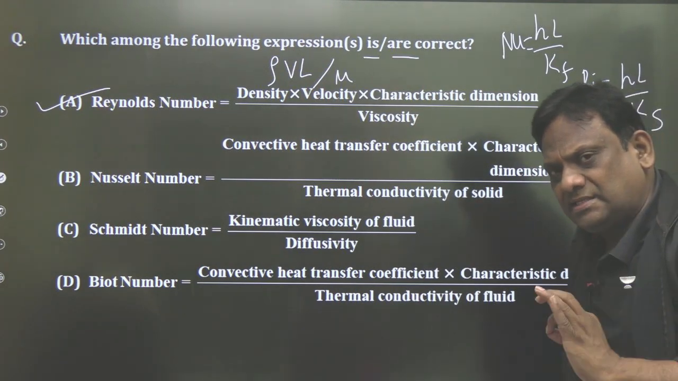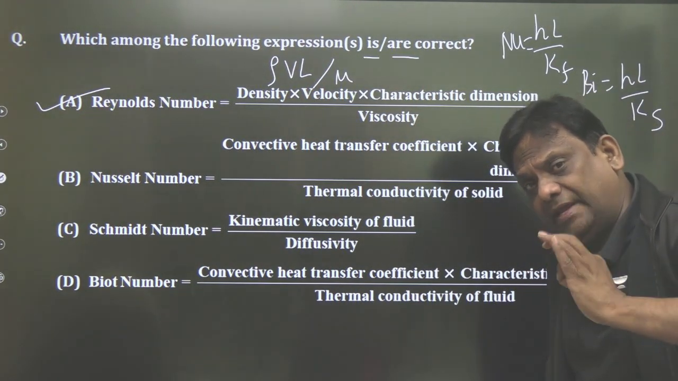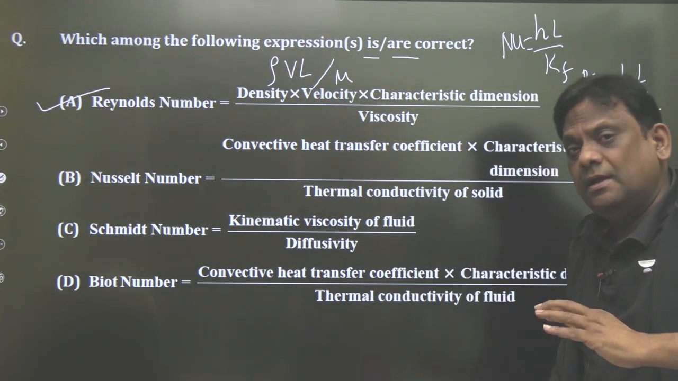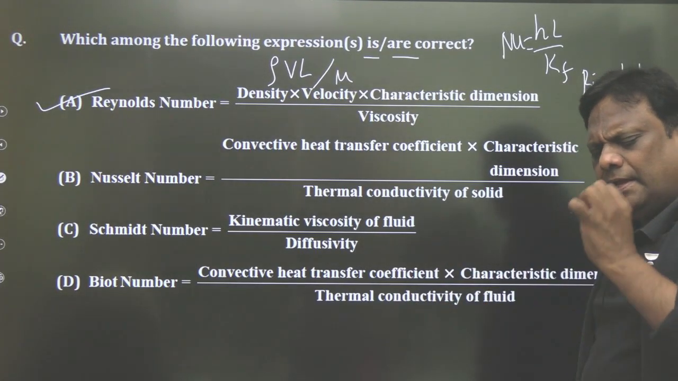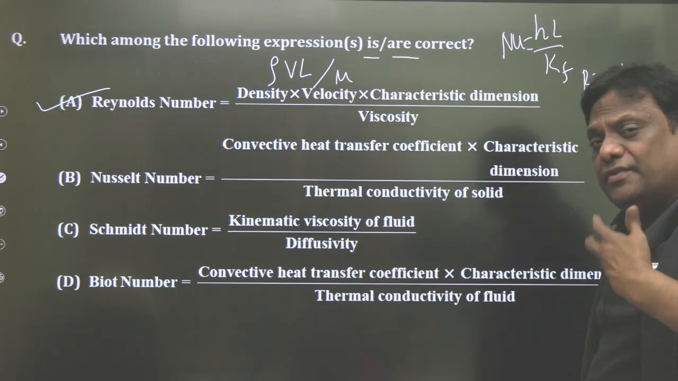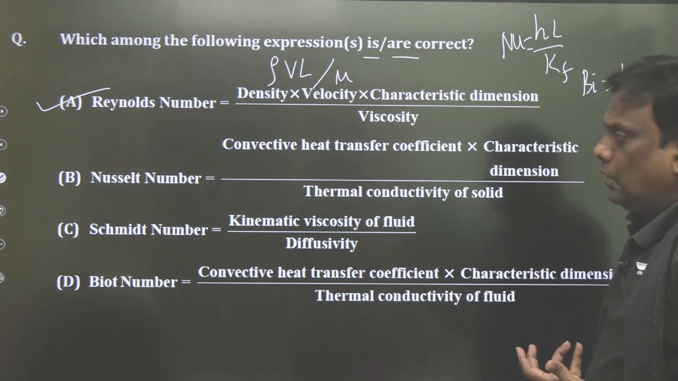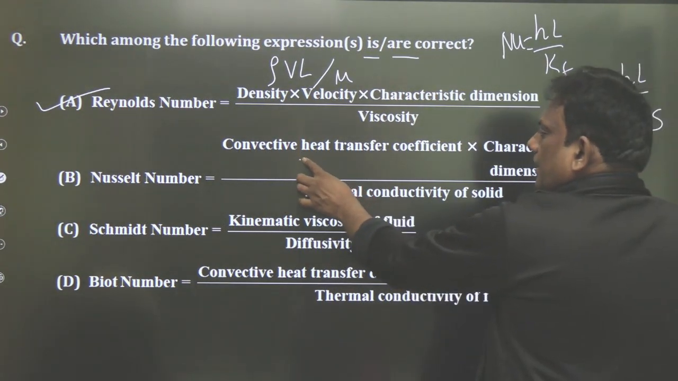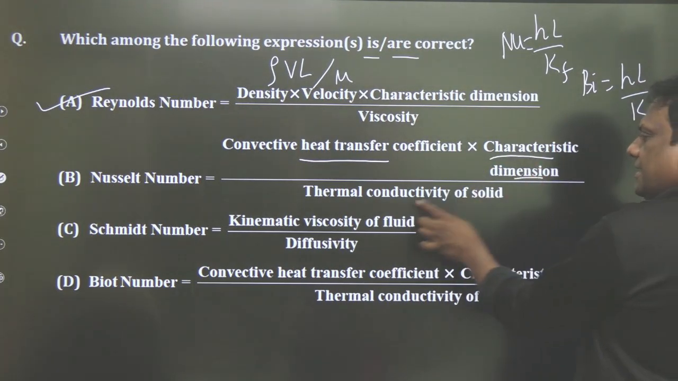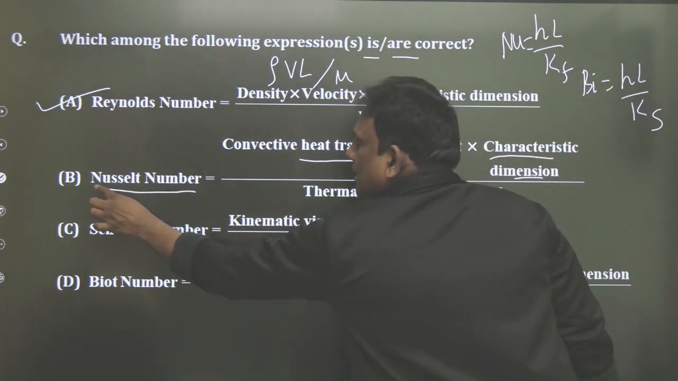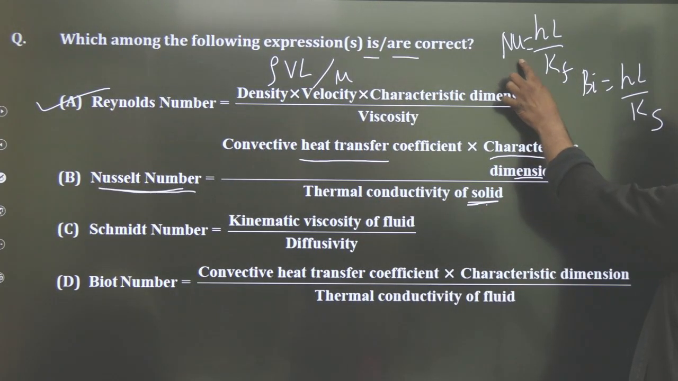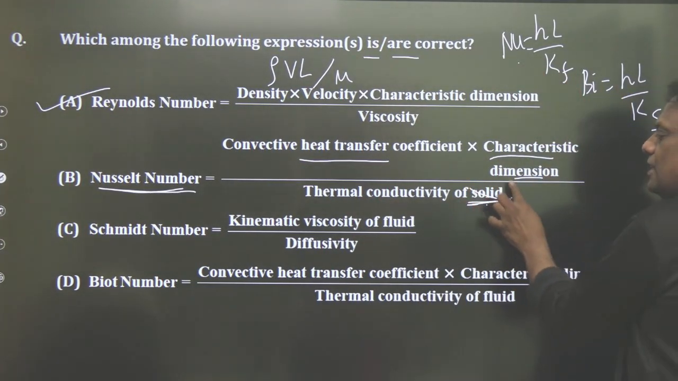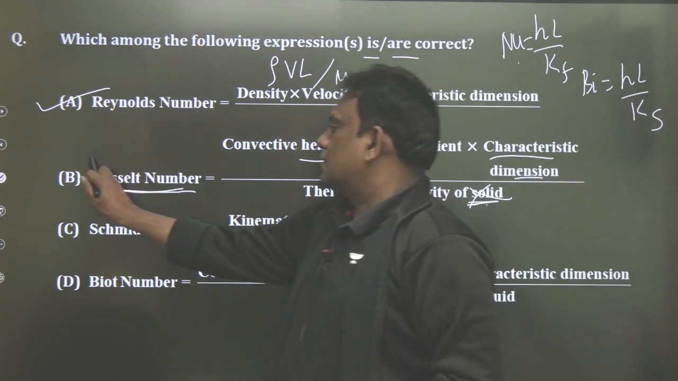In my regular classes, plus classes, I explain this very clearly. I take about 40 minutes to mention the difference between Nusselt and Biot number, and I gave you the physical significance also. So, H characteristic dimension by K. Oh my God, Nusselt number, is it solid thermal conductivity? No, it is absolutely wrong. So therefore, this is wrong.